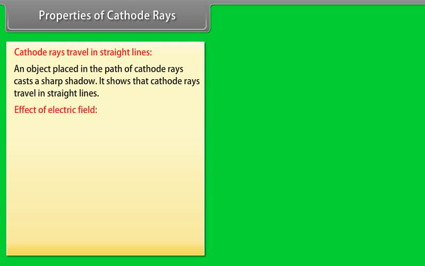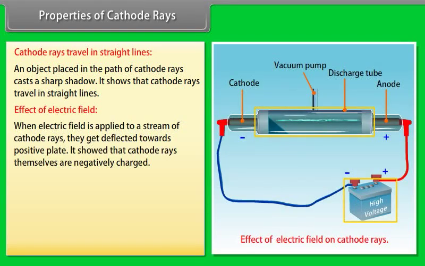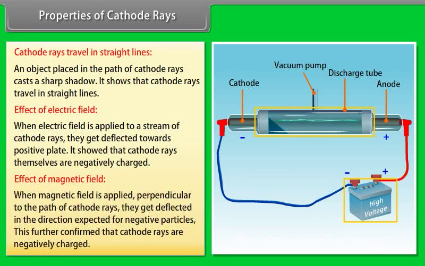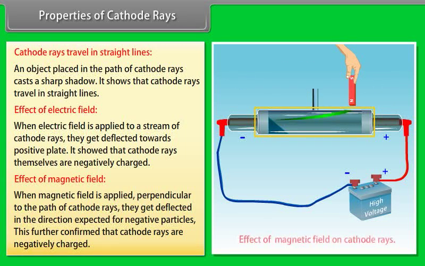Effect of electric field. When an electric field is applied to a stream of cathode rays, they are deflected towards the positive plate. It showed that cathode rays themselves are negatively charged. Effect of magnetic field. When a magnetic field is applied perpendicular to the path of the cathode rays, they get deflected in the direction expected for negative particles. This further confirmed that cathode rays are negatively charged.